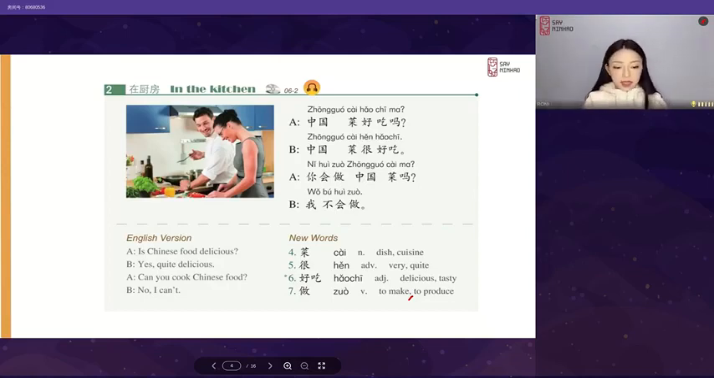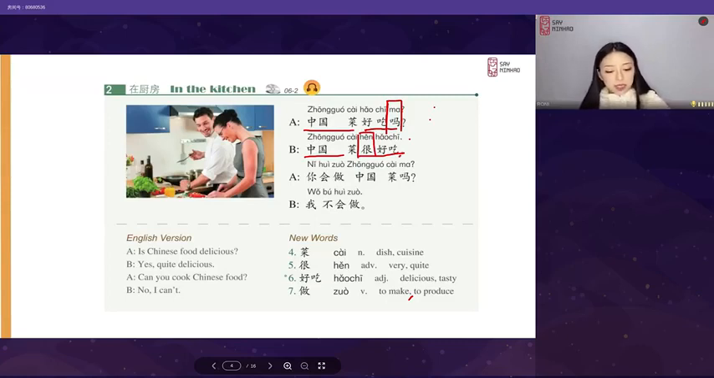Okay, first sentence is 中国菜好吃吗? Without this 吗, 中国菜好吃 is a declarative sentence, which means Chinese dish is very delicious. And if I put this 吗 after it, then this becomes a question, which means, is Chinese dish delicious, right? Is Chinese dish delicious? Okay, next, the answer: 中国菜很好吃。中国菜很好吃, Chinese dishes are very delicious.